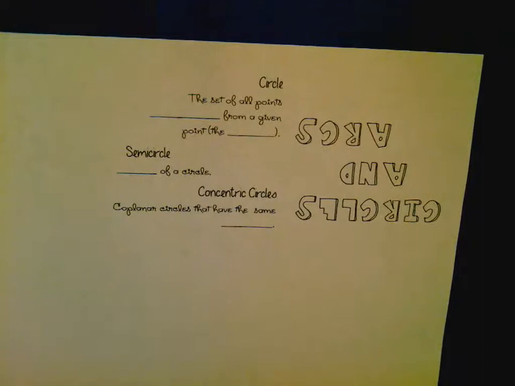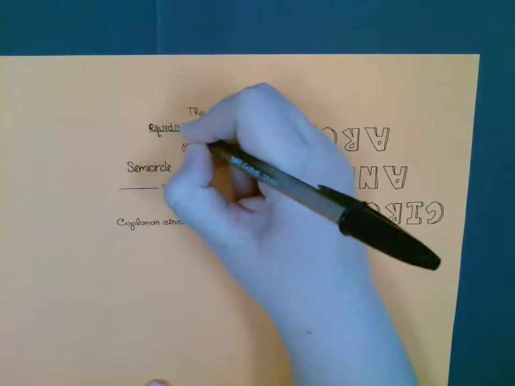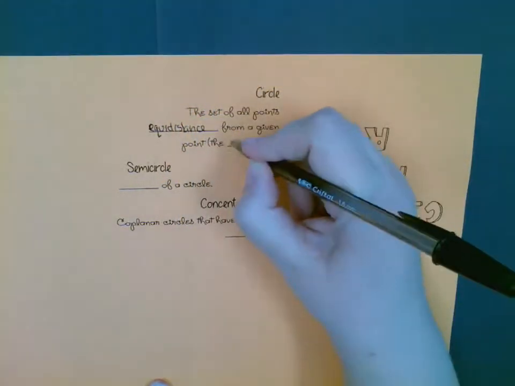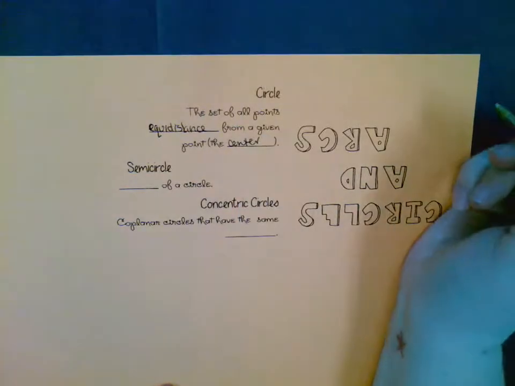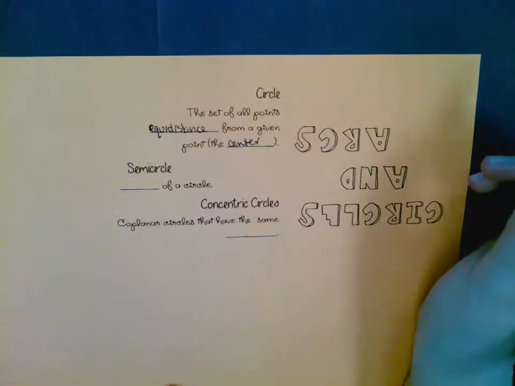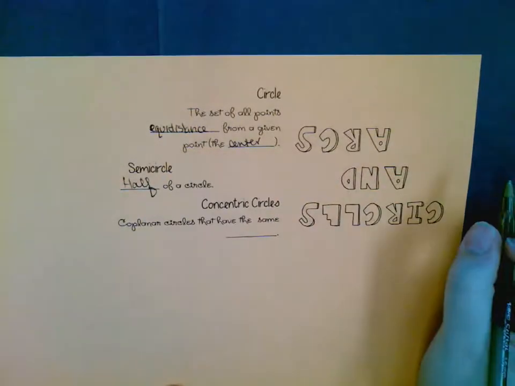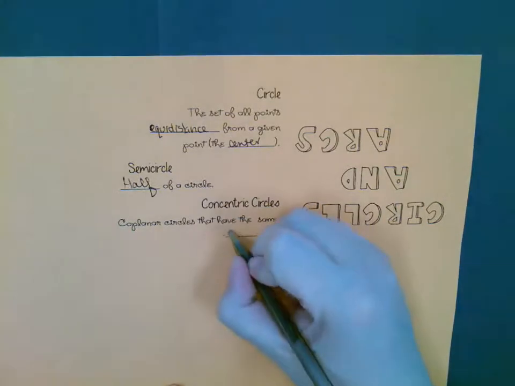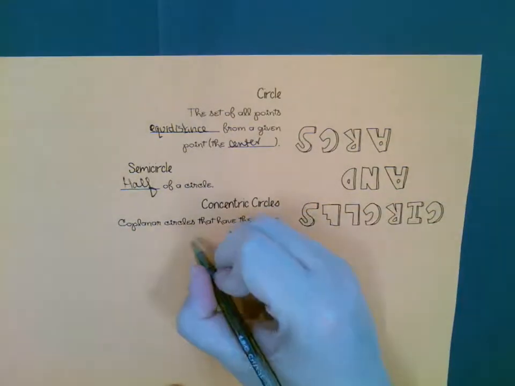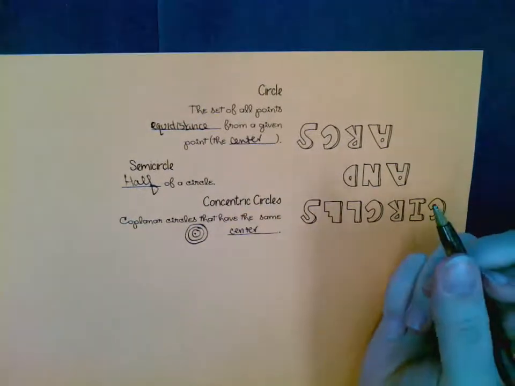So I'm going to start back here. So the basic definition of a circle. A circle is the set of all points that are equidistant from a given point, which is the center. So the whole side is the length of that distance, which is your radius. A semicircle is half of a circle. And concentric circles are circles that are on the same plane that have the same center. So that would be like a bullseye, because they all have the same center. That would be concentric circles.